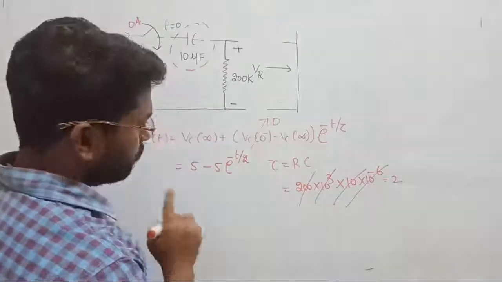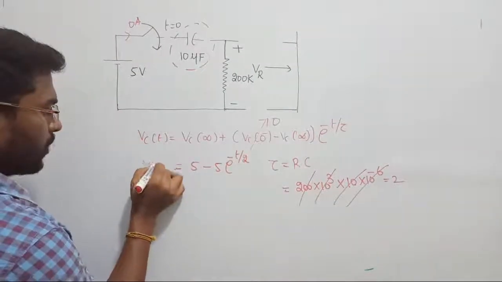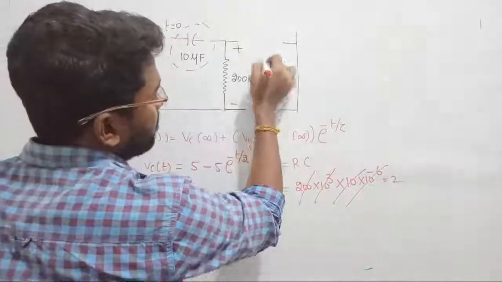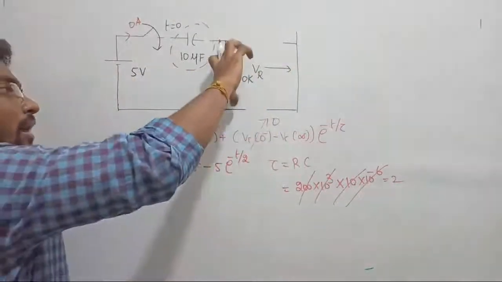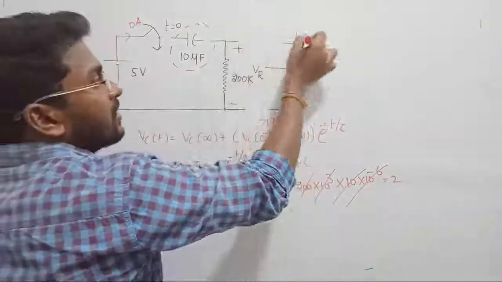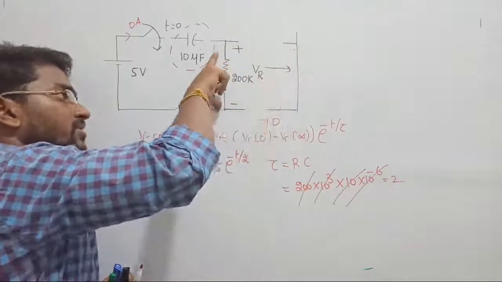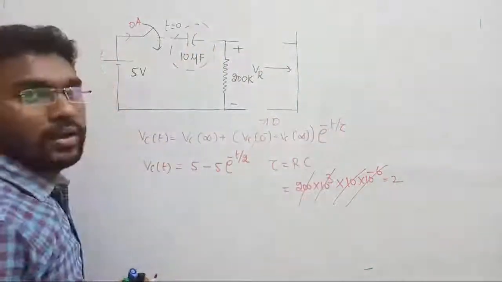Okay, now what should we do? We have now found the voltage drop across the capacitor, correct? But I don't want this one. What I want is the voltage drop across the resistor, because we are connecting the sampler across the resistor only. So the voltage drop across the resistor is going to be the input of the sampler. Shall we proceed?